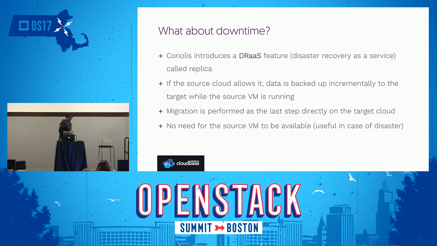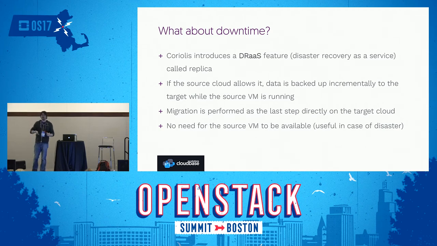We introduced a disaster recovery as a service feature that we call replica. If the cloud allows you, for example, VMware does, OpenStack does it, and so on, data is backed up incrementally while your machines are fully working. How does that work? Coriolis will use the backup APIs that the platform is offering, will connect to it, and take a snapshot, let the machine keep running, and simply extract the data under the seat, okay?